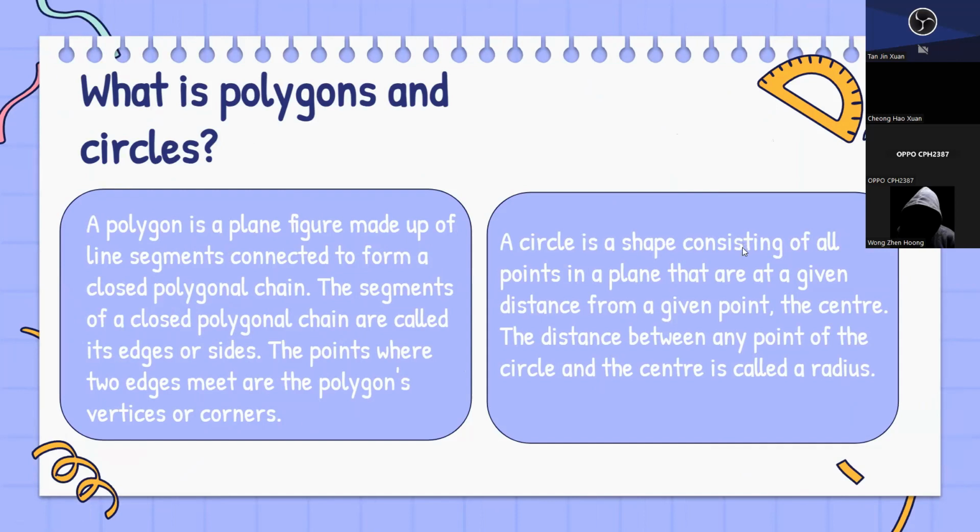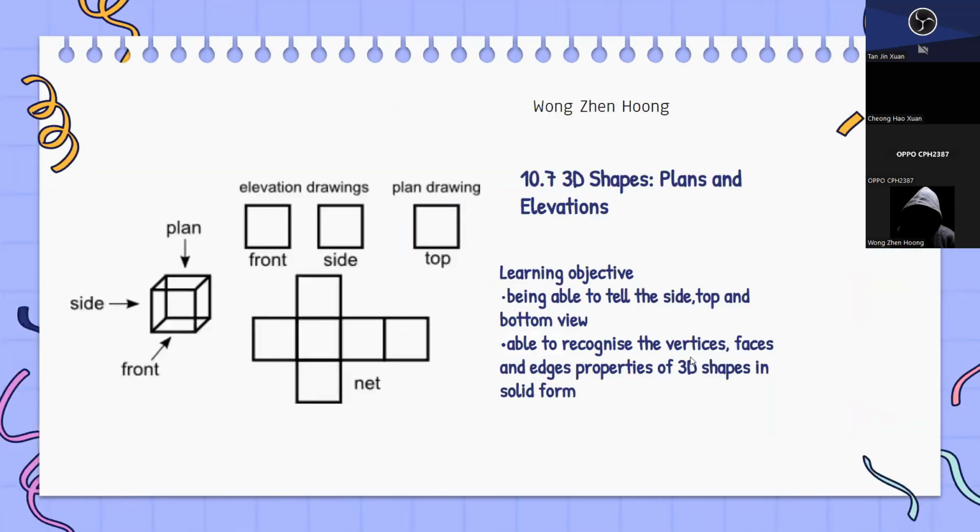Well, a circle is a shape consisting of all points in a plane that are at a given distance from a given point, the center. The distance between any point of the circle and the center is called a radius. I should be done presenting. Let's move on to Zhen Hoong.